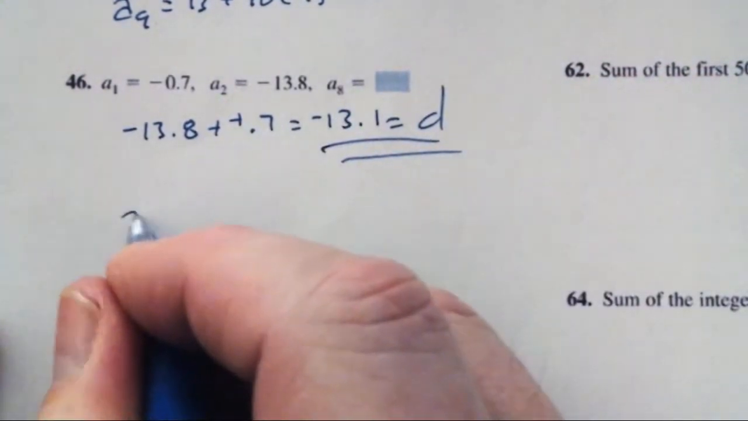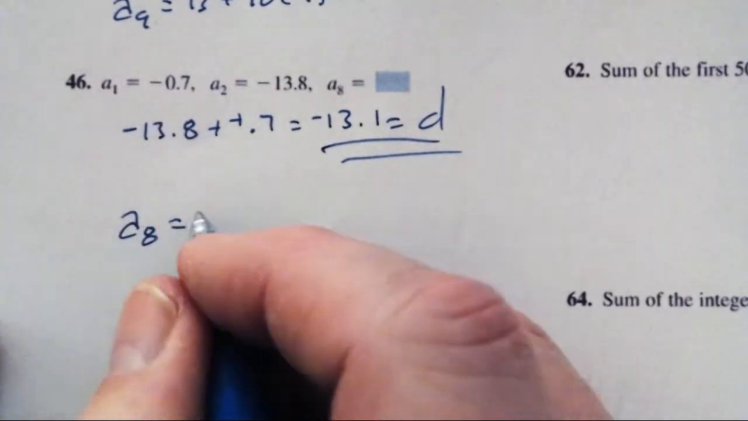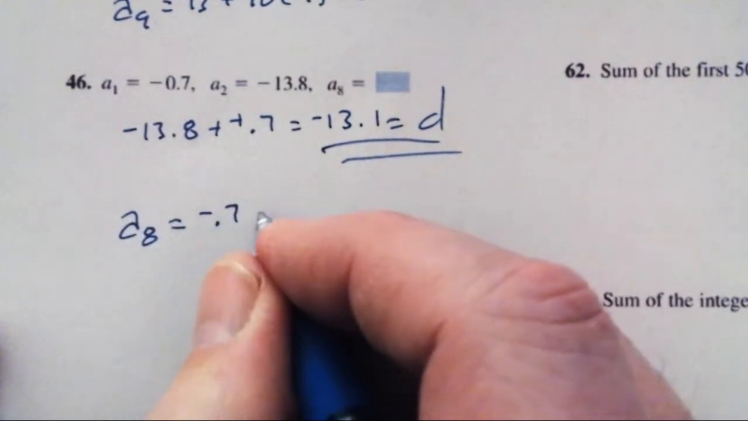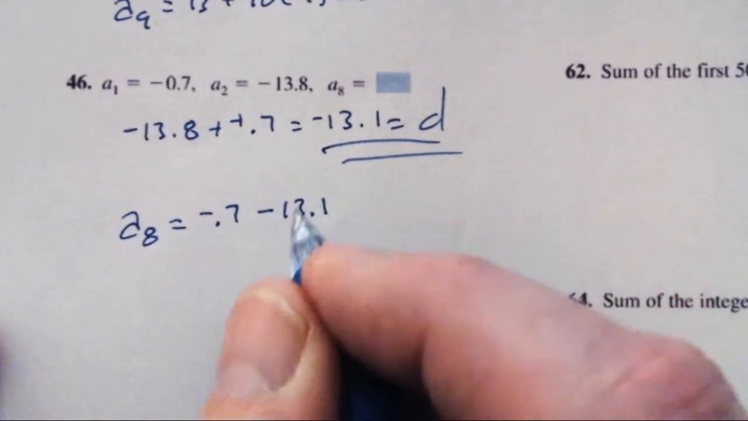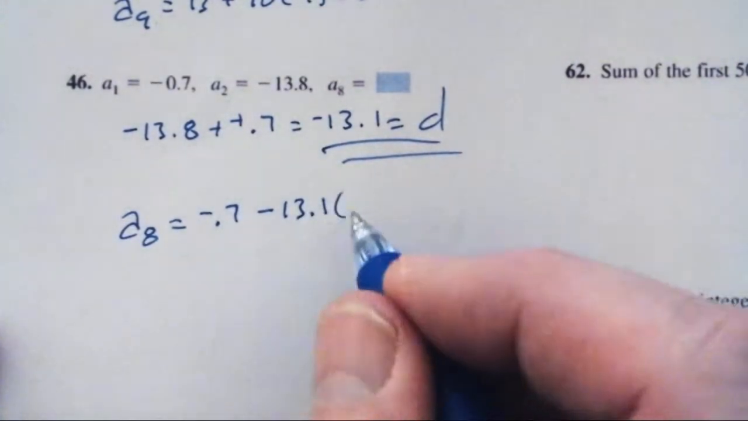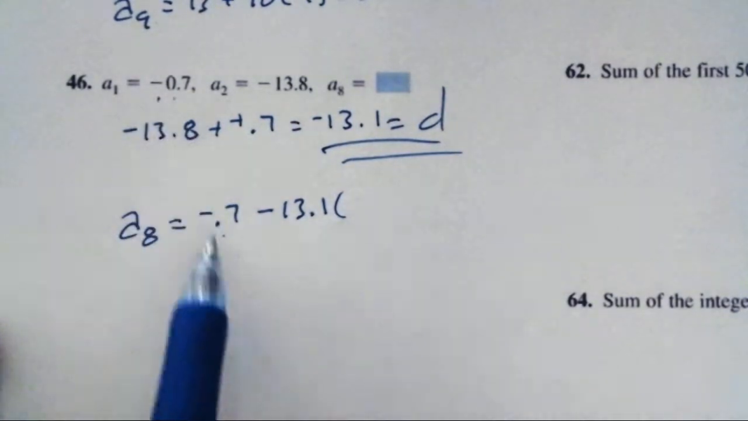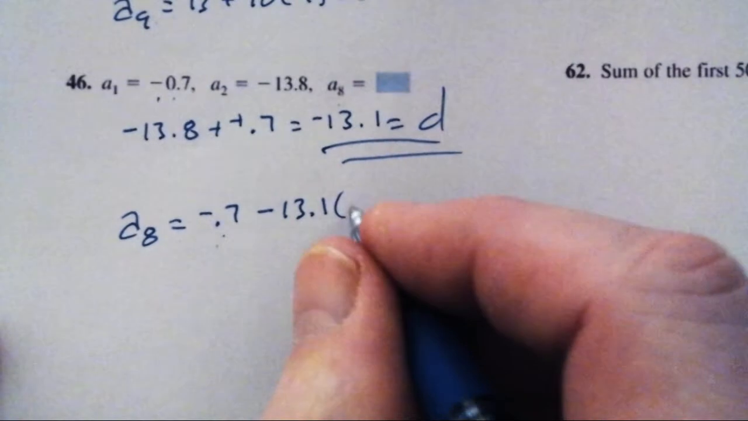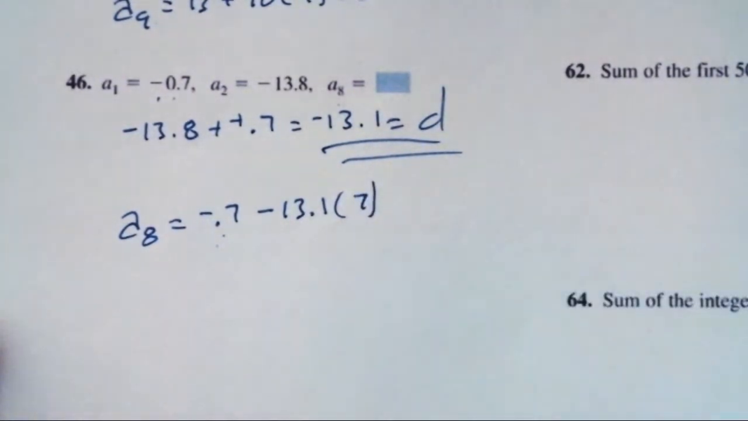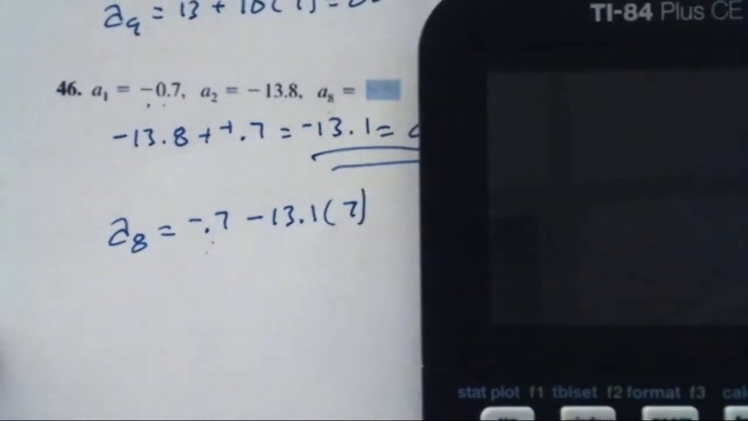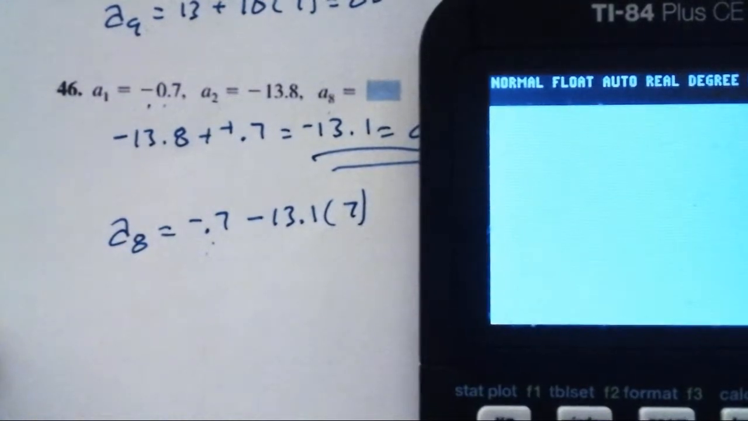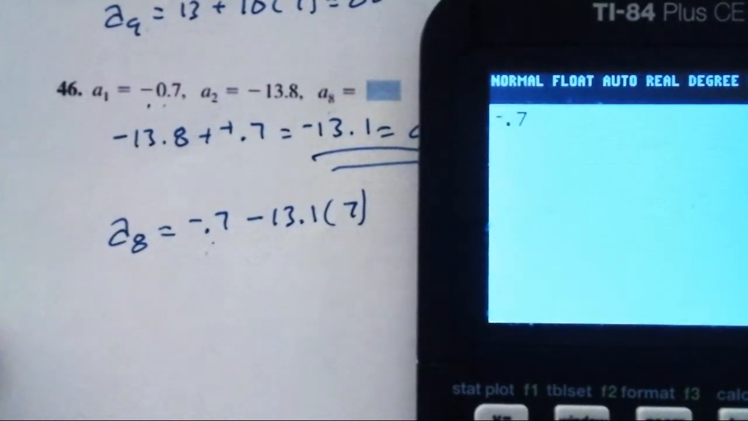How do I get to the eighth term? I have to start somewhere. Negative 0.7. What am I doing? Subtracting 13.1. How many times do I need to subtract it? Well, how many steps is it from the first term to the eighth term? It takes 7 steps, 8 minus 1. So, just being lazy here, we get negative 0.7 minus 13.1 times 7, which is negative 92.4.